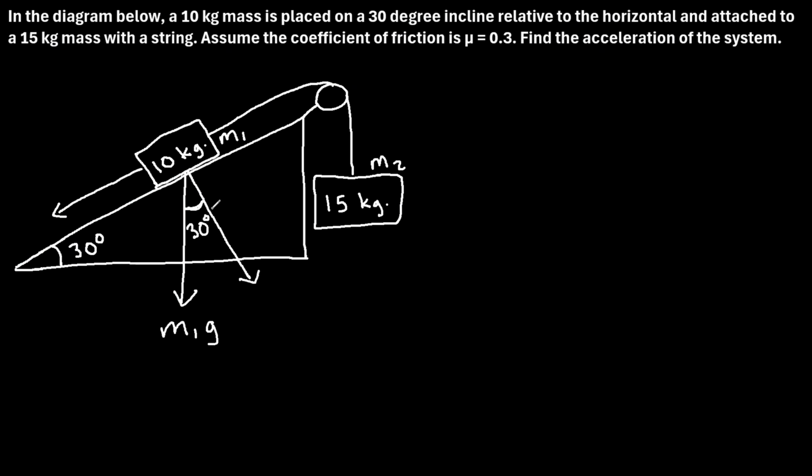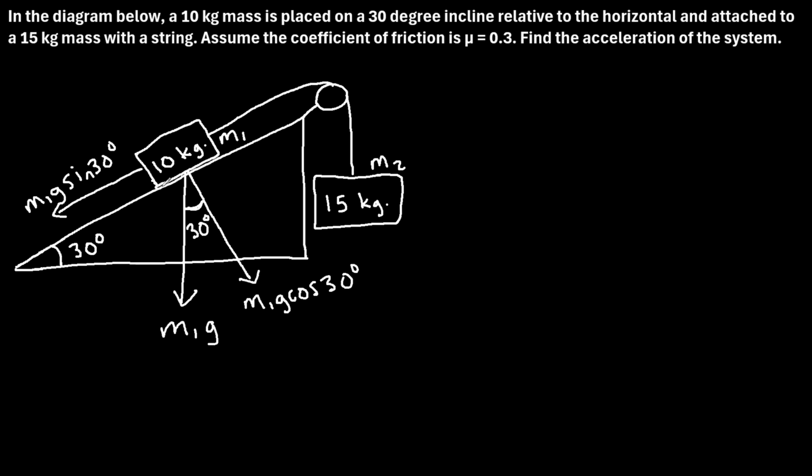Okay, so after we've established that, we need to determine the magnitude of this perpendicular vector and this parallel vector. For this perpendicular vector, it's simply going to be the force of gravity times the cosine of this angle. So that will be m1g times the cosine of 30 degrees. And the magnitude of this force is going to be m1g times the sine of 30 degrees. So instead of working with this force of gravity directly, we're just going to work with these two components.